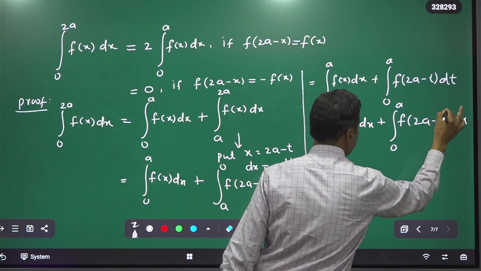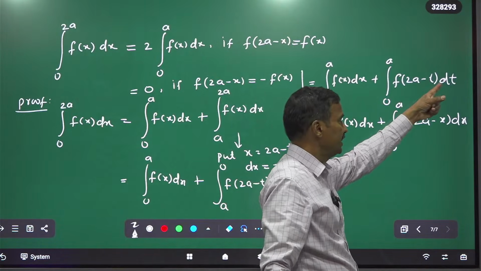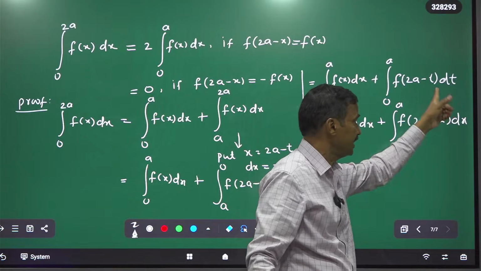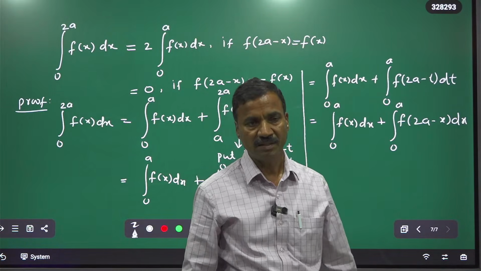By the change of variable property, 2a minus t dt can be written as 2a minus x. If you write x here, dx will come here. That is the first property of definite integrals.